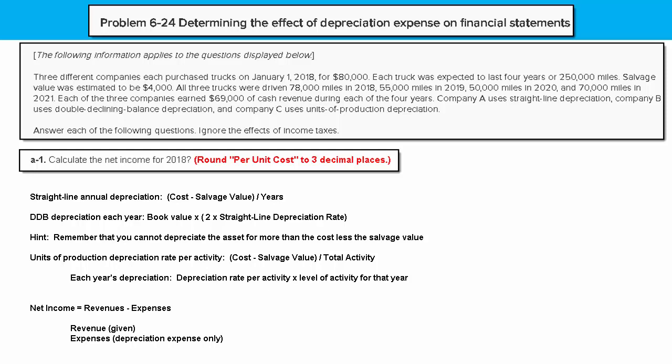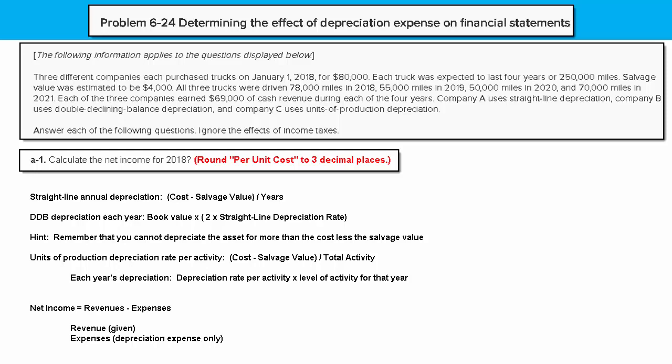Why do you need to do that? Because depreciation expense is an expense. It gets subtracted from revenues, like all other expenses, to derive net income. And if you jump to the bottom here, what you see is I've indicated that net income is equal to revenues minus expenses. The revenues are given, right? They told you 69,000 in cash revenue, so that's our revenue. Expenses, in this problem, the only thing we're given is the depreciation, so we simply have to subtract depreciation from the revenues.